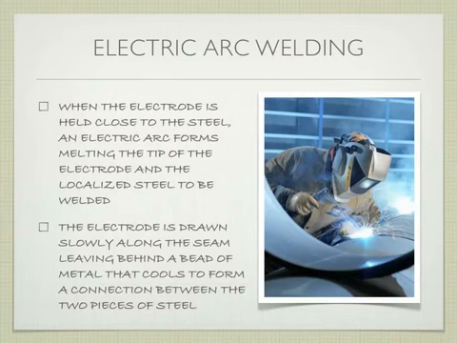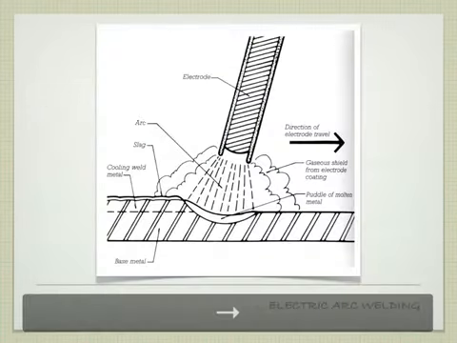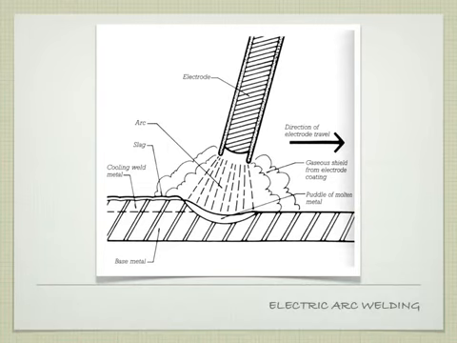So you're heating up the steel on either side, and you're adding metal to fill the gap between the two. Okay, so here's our example. There's our electrode. There's our electric potential, the arc. It's melting this particular piece and adding to it to create the joint.